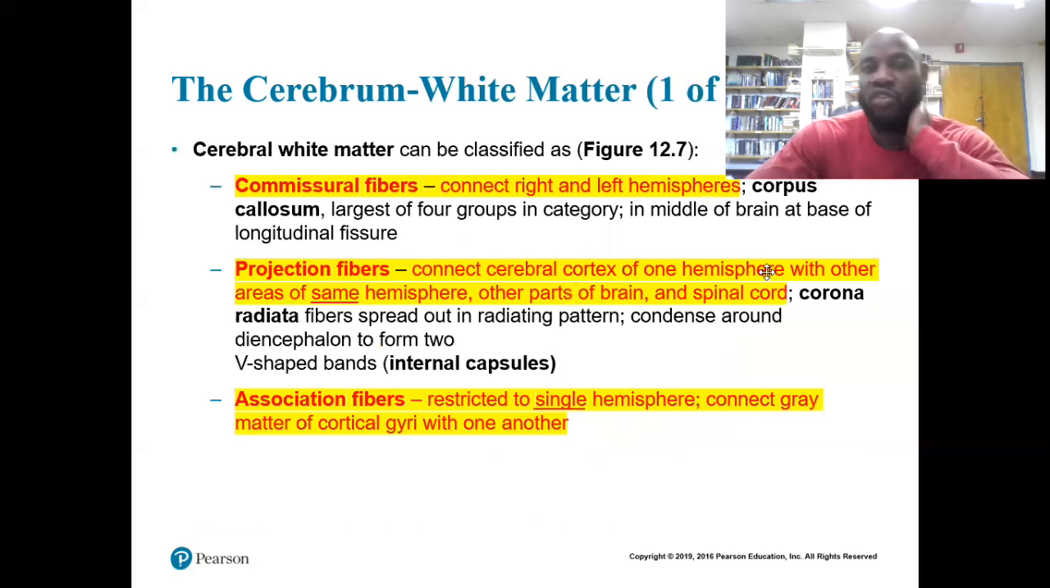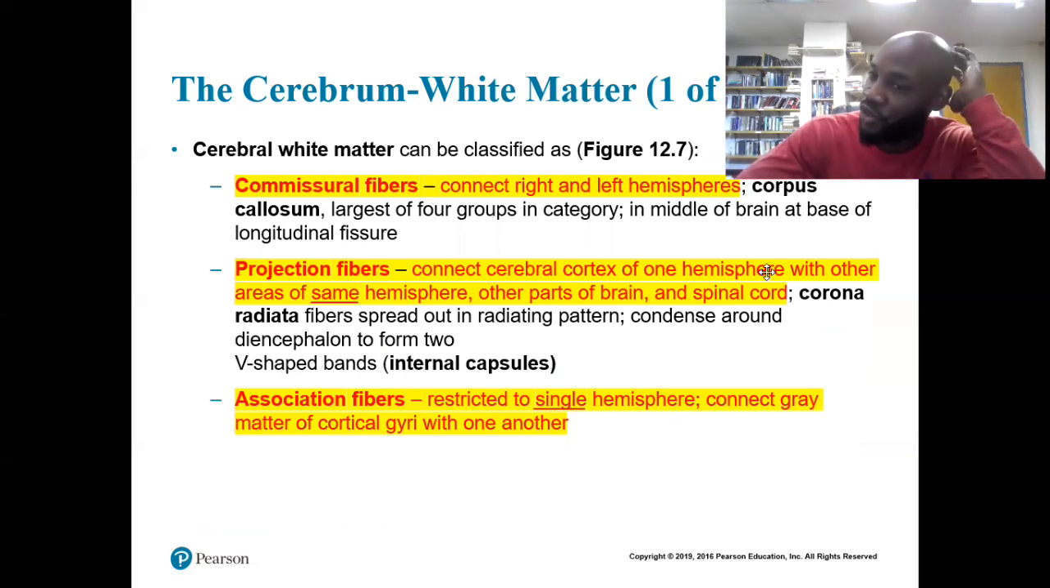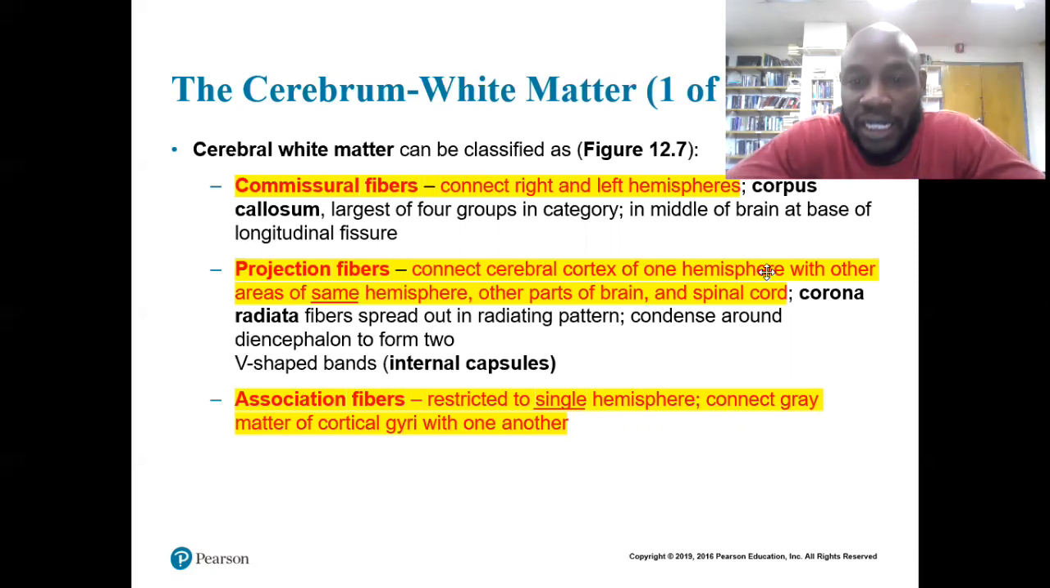All right, then we have the cerebrum white matter. We were talking about the gray matter, which is the cortex. Then we have also the white matter, which contains commissural fibers. They connect the right and left hemispheres. Remember I said that even though we have this longitudinal fissure down the center of our brain, the right and left hemispheres are connected. And so you have these commissural fibers, which connect the right and left hemispheres.